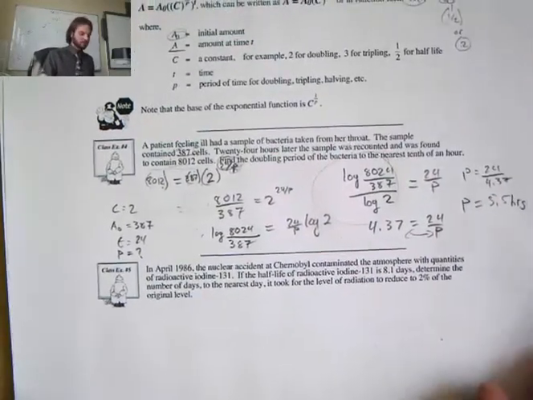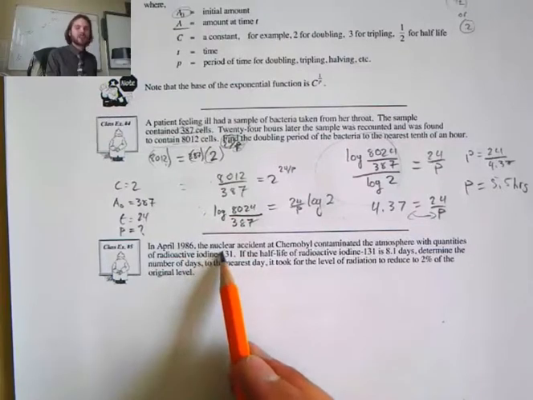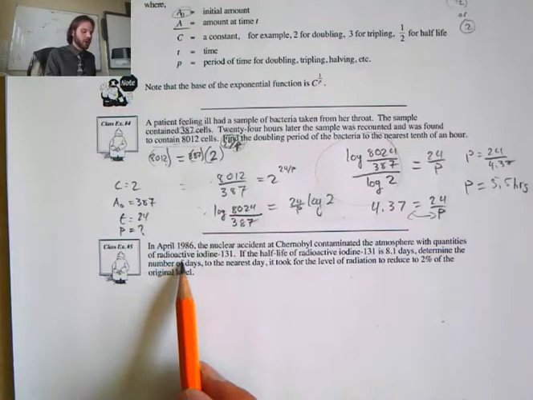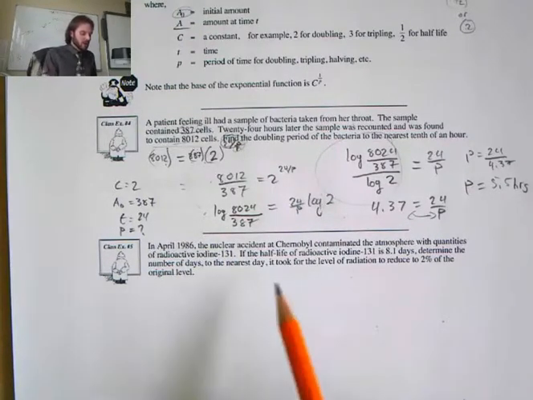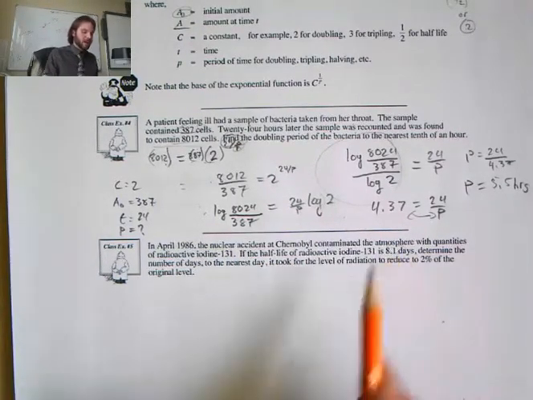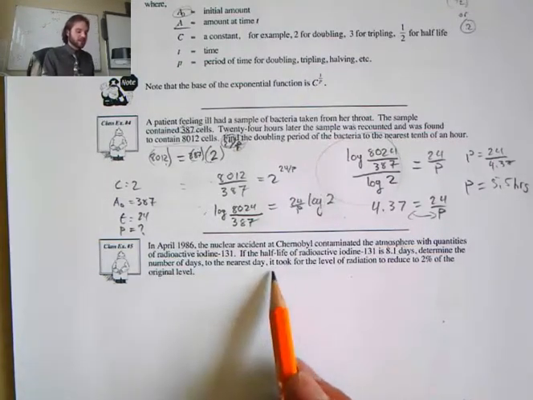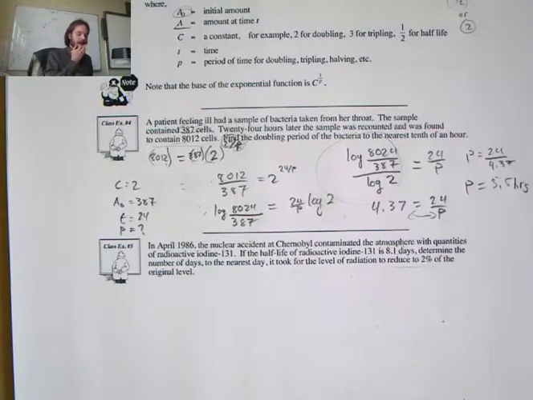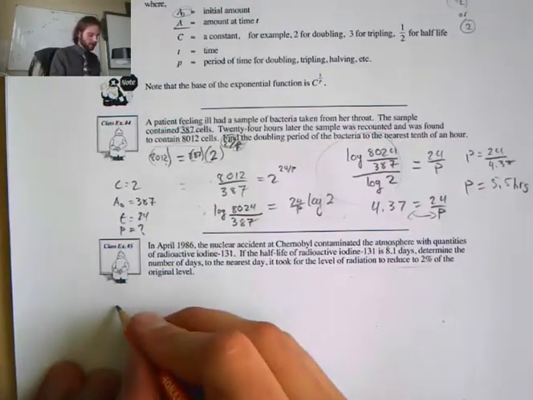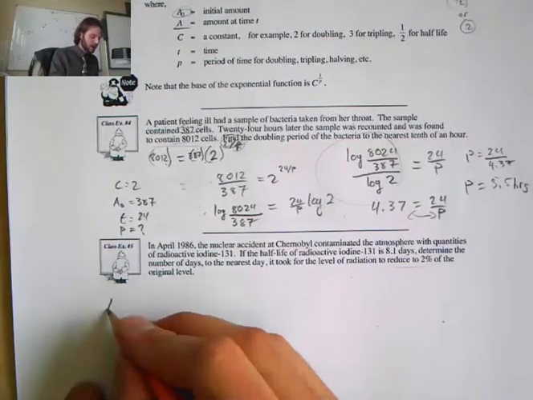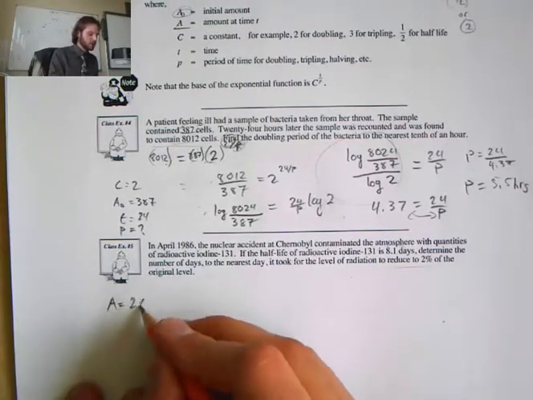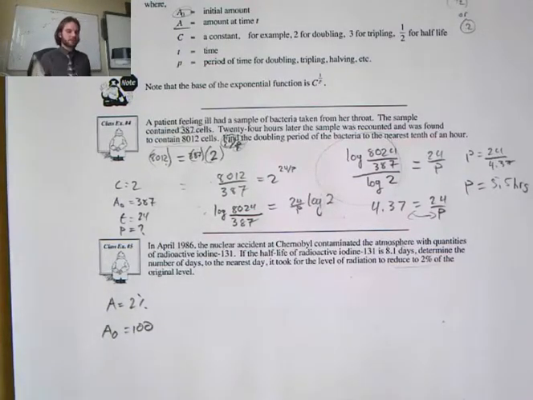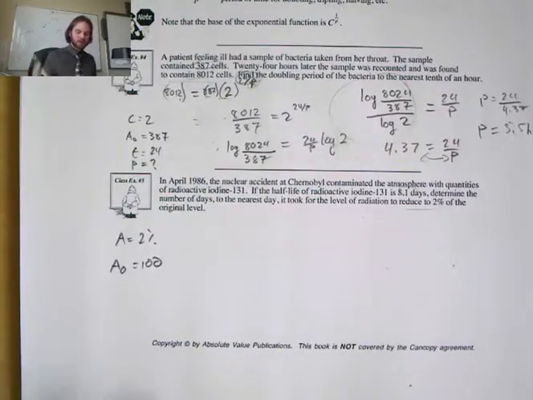All right, next question. It says, in April 1986, a nuclear accident in Chernobyl contaminated the atmosphere with quantities of radioactive iodine-131. If the half-life is 8.1 days, determine the number of days to the nearest day it took for the level of radiation to reduce to 2%. So that's interesting. So now I know here we want my A final to be equal to 2%. My A initial is 100% because we started off at 100%, right? I want my final to be 2%.